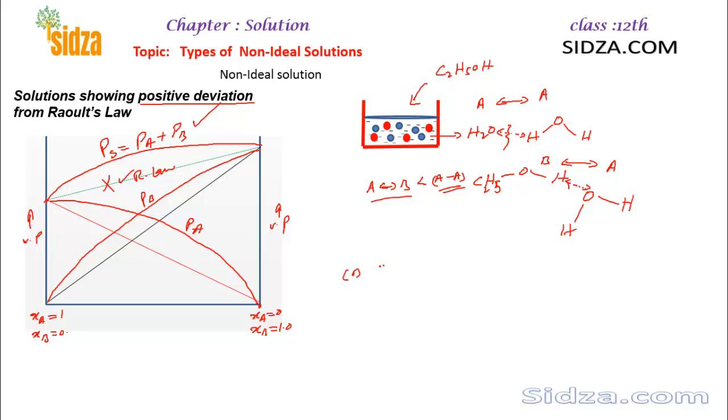If you add acetone in ethanol, between the ethanol molecules there is a strong hydrogen bond, but once you add acetone in it, the force of attraction between the acetone and the ethanol molecules will be weak. It will not be so strong as what you find between the ethanol and ethanol molecules. Therefore, it will show a positive deviation. Vapor pressure of the solution will be more than what you expect.